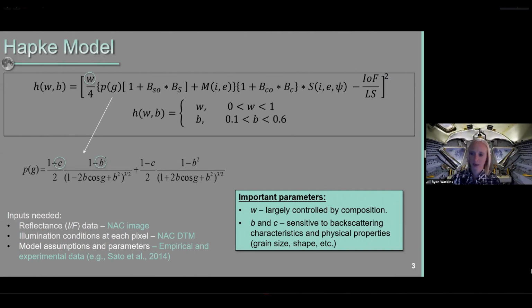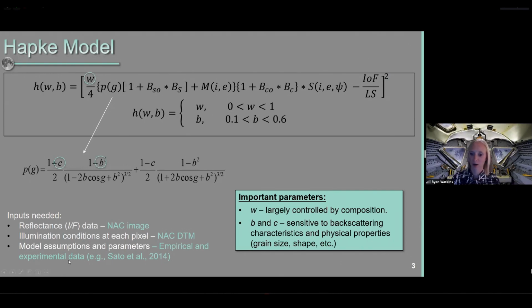So for the work that I'll show you in the next few slides, the inputs that we need to determine these parameters are the NAC image itself, which has the reflectance data, or I over F, as you'll see the reflectance listed as. Then we need the illumination conditions at each pixel. So these are the incidence, emission, and phase angles. And we are able to calculate these using the NAC digital terrain models and slope data.